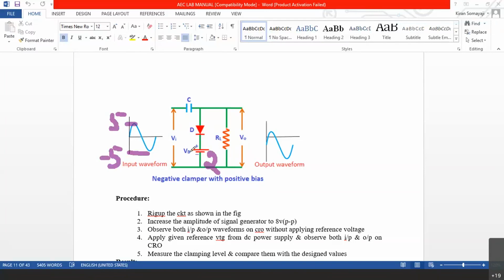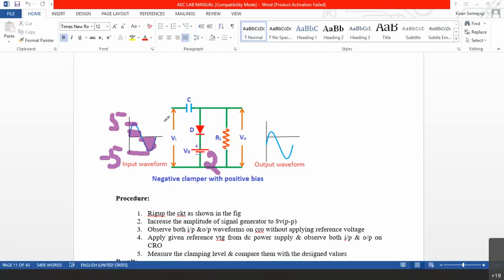Now, this diode is normally reverse biased, because the cathode is connected to positive. So if this diode has to conduct, the anode must be larger than +2 volts. Until this signal reaches +2 volts, the diode will not conduct. When it reaches +2 till +5, the diode conducts. In the negative cycle, negative is connected to anode, so the diode will never conduct. So I am shading this portion. Wherever I have shaded, the diode will never conduct.